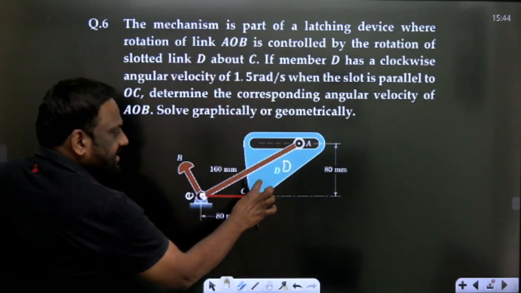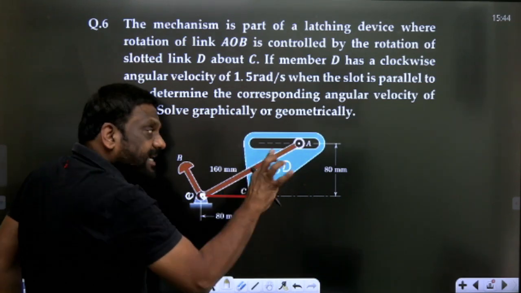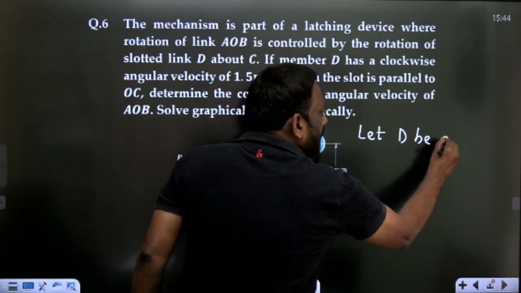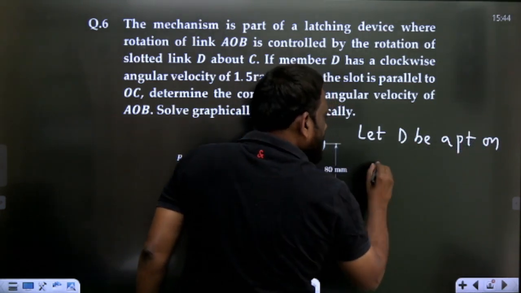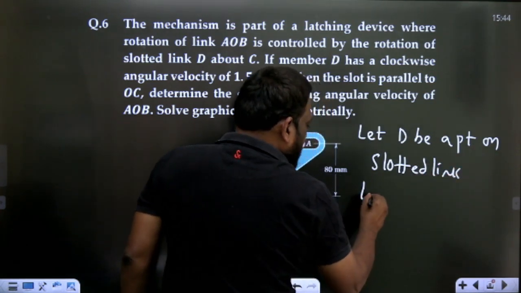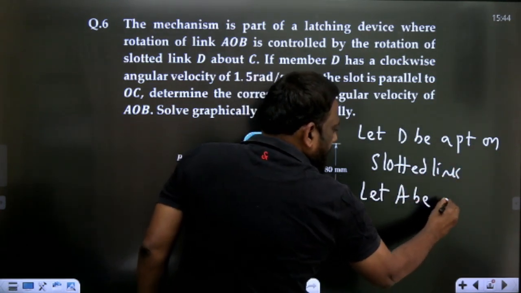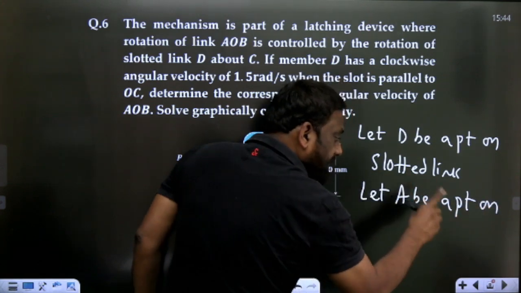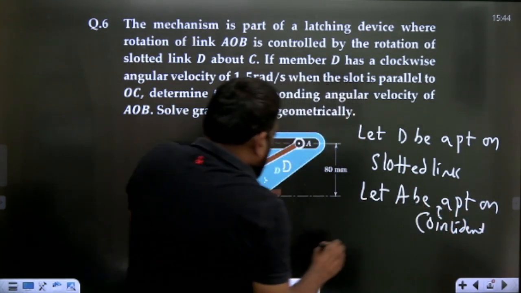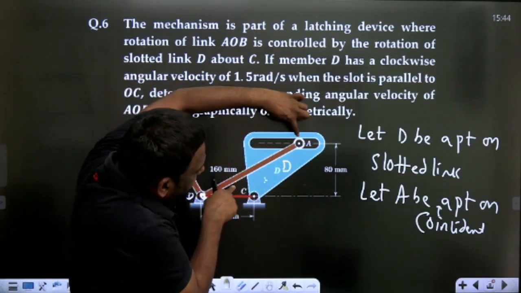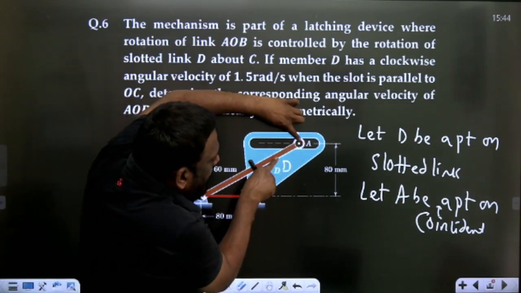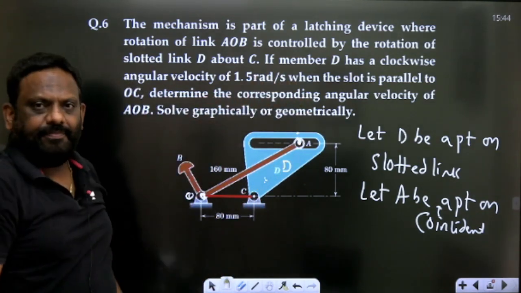एक काम करता हूं. As the slotted link is D, let us assume let P be a point on slotted link. Similarly, let A be a coincident point. समझ में आया होगा. Let A be coincident point. मतलब मेरा point D इस लिंक पे है और मेरा point A इस लिंक पे है और A और D coincident हैं सर. ठीक है, समझ में आ रहा है.